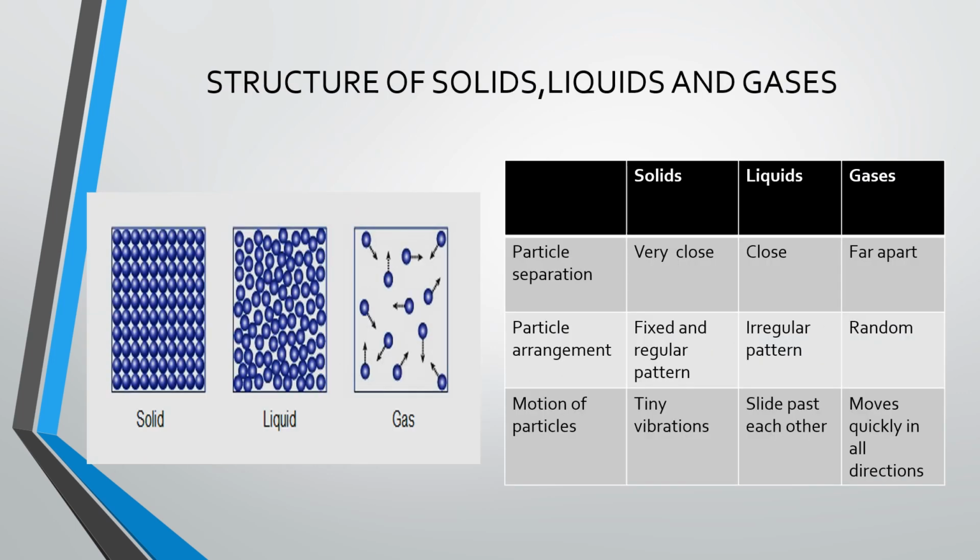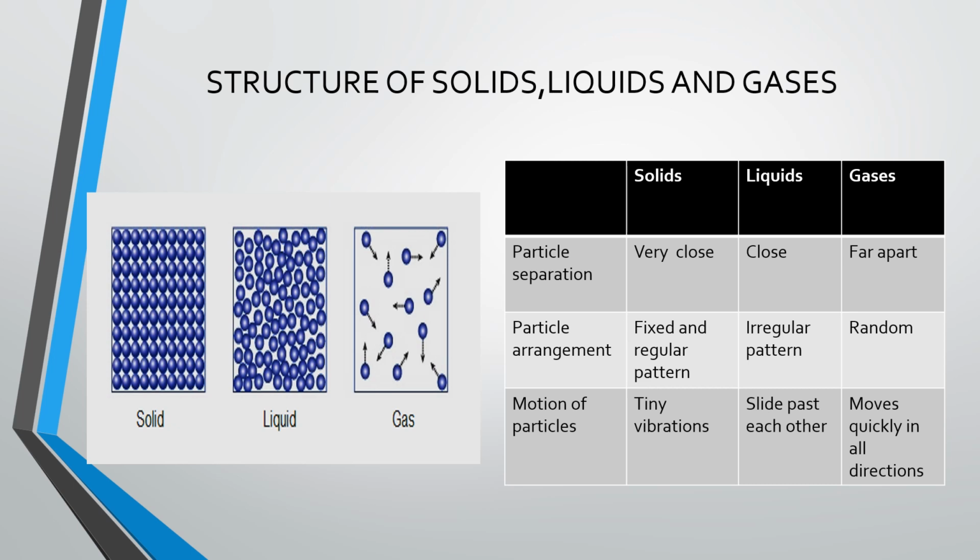Structure of solids, liquids and gases. You can see the structure of solid, liquids and gases in the diagram. So here we are going to discuss the differences in the structure of solid, liquids and gases in terms of particle separation, particle arrangement and motion of particles. So in solids, the particles are very close to each other. In liquids, the particles are close, and in gases, the particles are far apart.